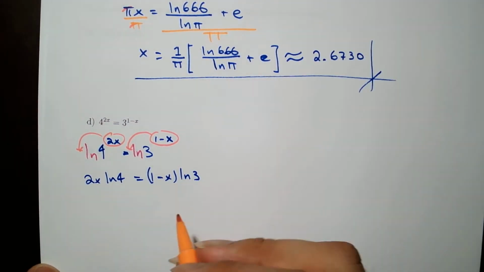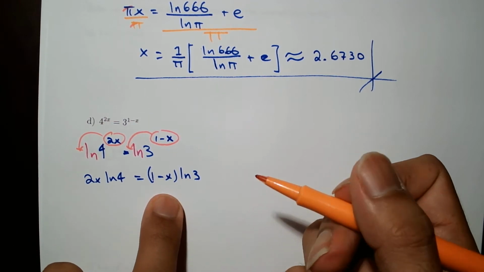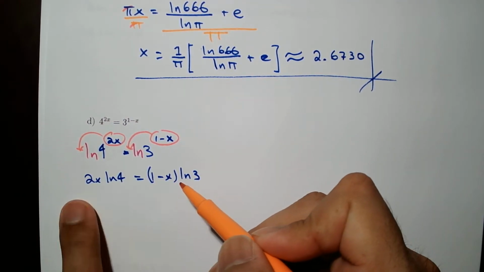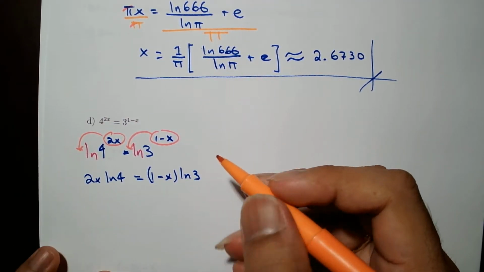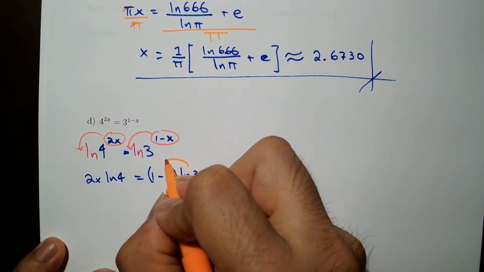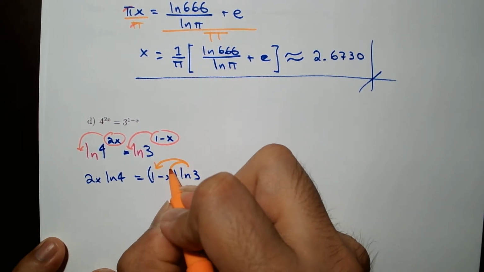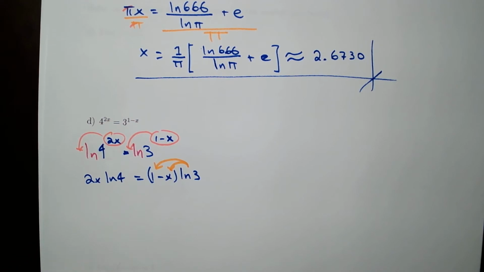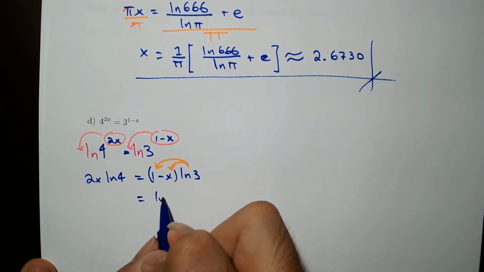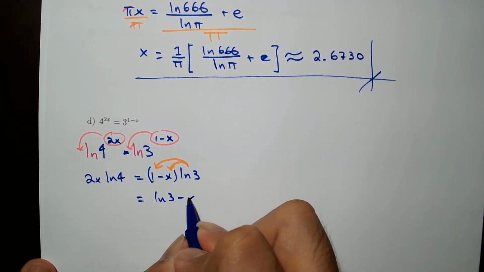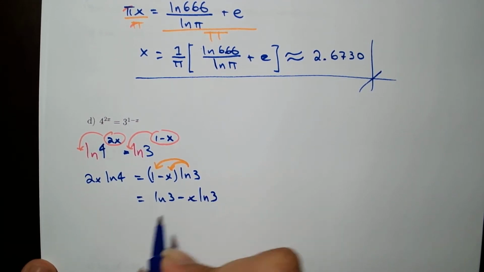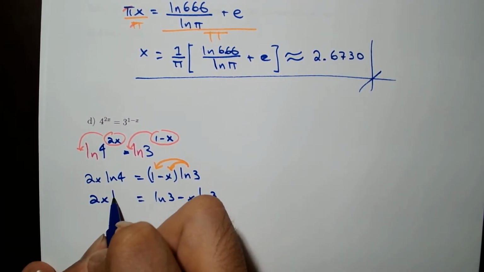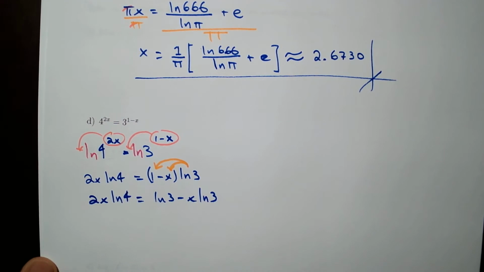All right, so the next move, well, we want to isolate the x. We want to have all x's on the left-hand side. In order to do that, well, first I'm going to distribute this ln of 3 minus x times ln of 3. The left-hand side remains the same, okay?